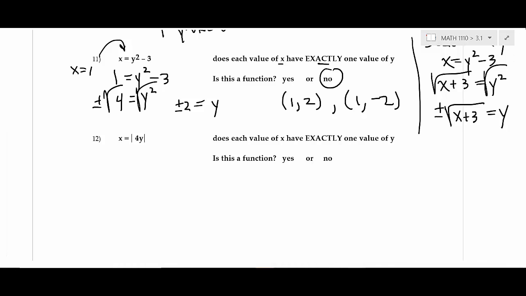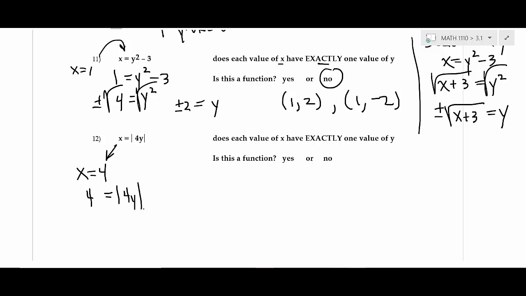Again, we're going to look at, does each value of x have exactly one value of y? One thing that you can always do on these problems is just pick a number. I'm going to start that way, picking numbers that are nice and simple. Let's pretend x is 4. Well, you would have the equation 4 equals the absolute value of 4y. Now I want to ask you this: do you know how many solutions that equation has? 2. What are they? You can do this in your head.